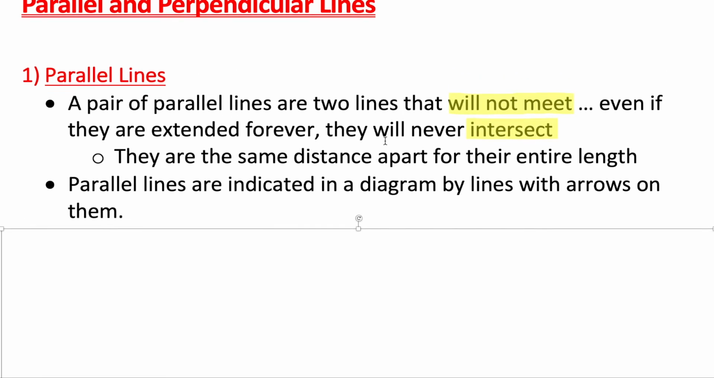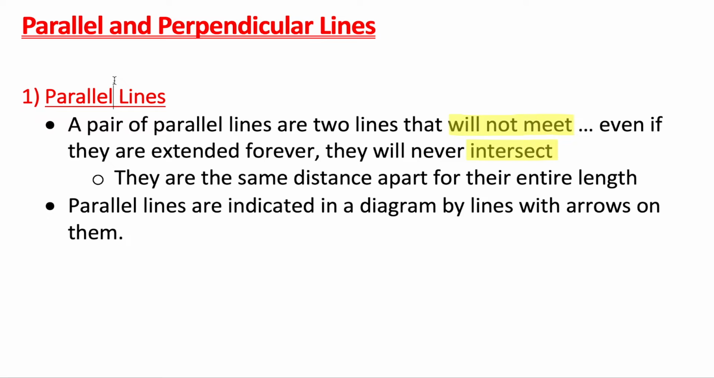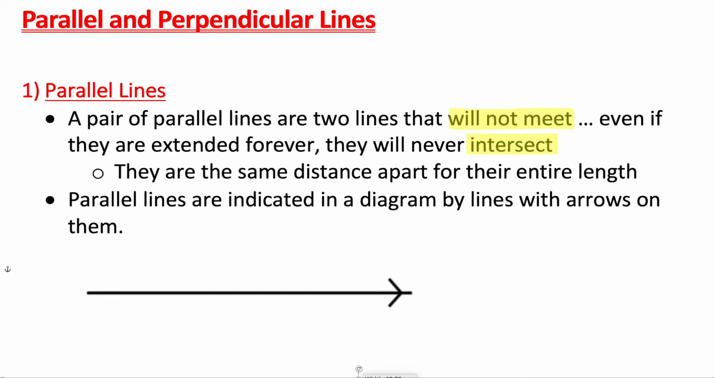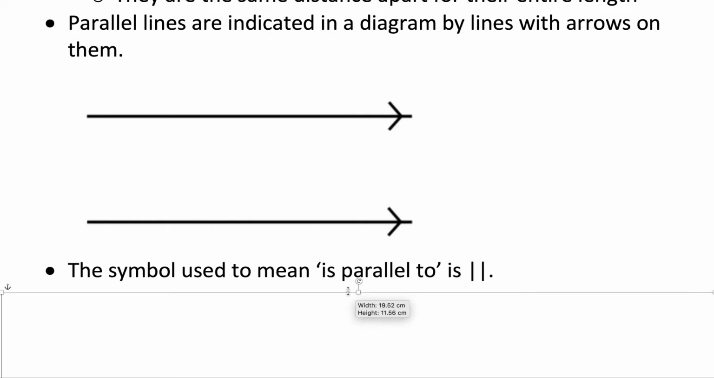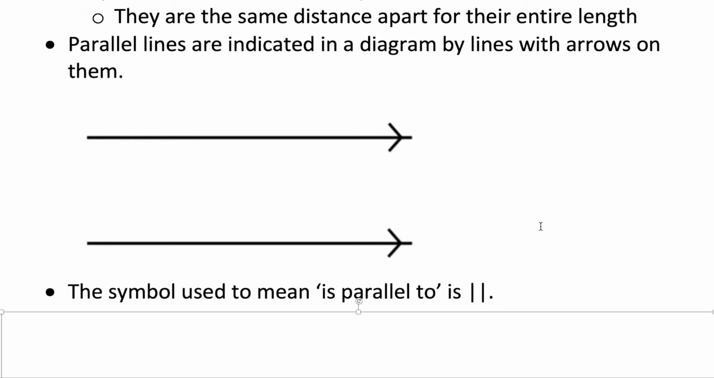This is a little bit annoying, sorry girls about this. Parallel lines are indicated in a diagram by lines with arrows on them. We're going to see this with an example in a minute, okay? So here we have our example. I have here one line and another line, and these arrows mean that they are parallel.